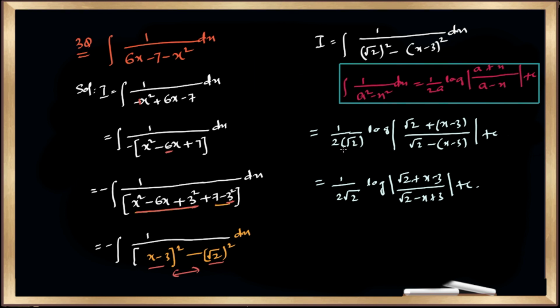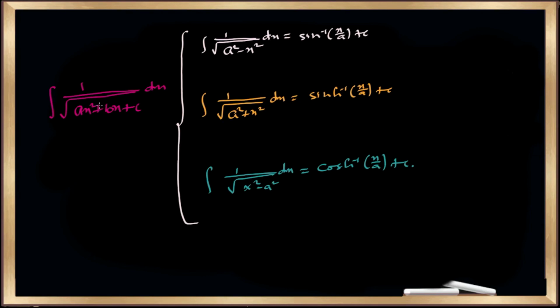So 1 by 2 times a means 1 by 2 root 2. Root 2 plus x means root 2 plus x minus 3, divided by a minus x means root 2 minus x plus 3. This minus into minus becomes plus. So this is our final answer.